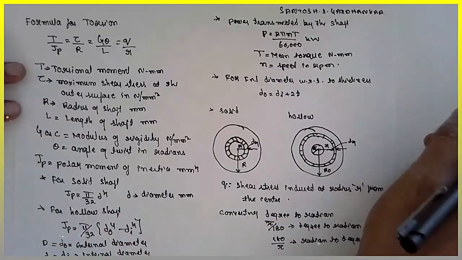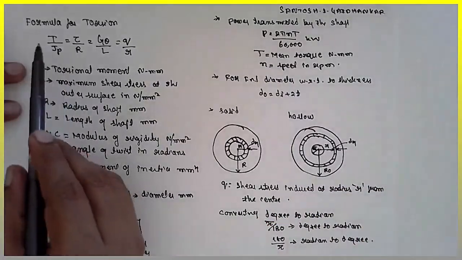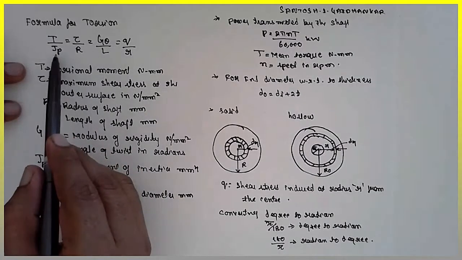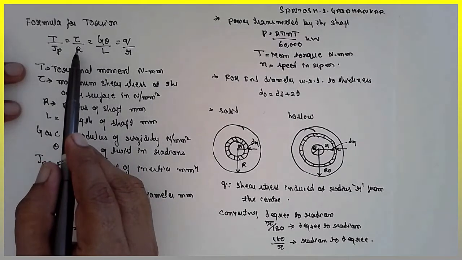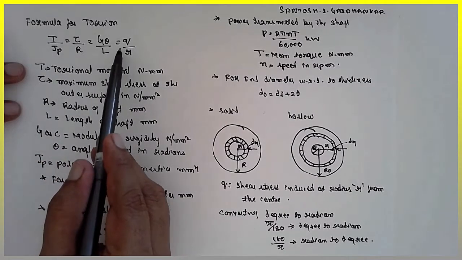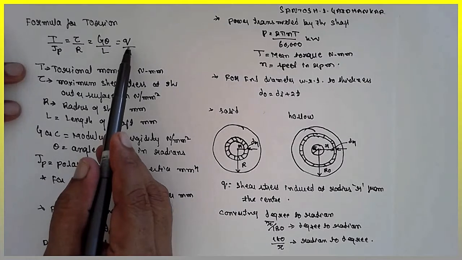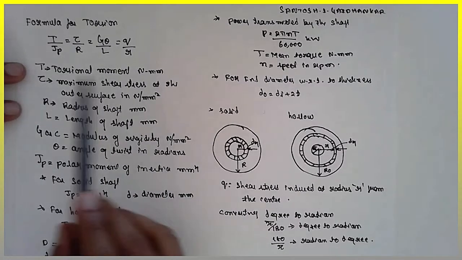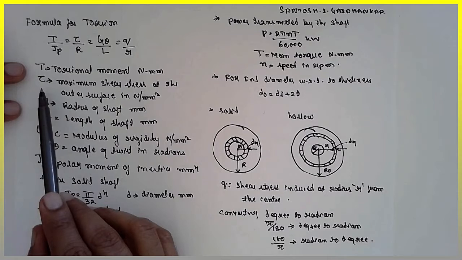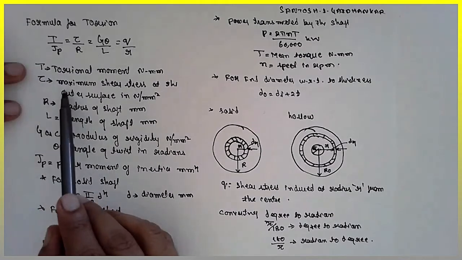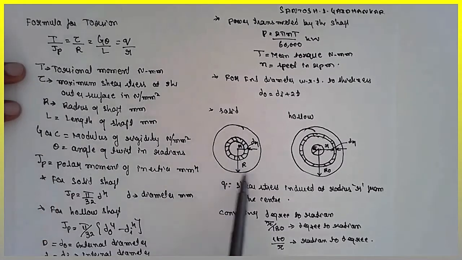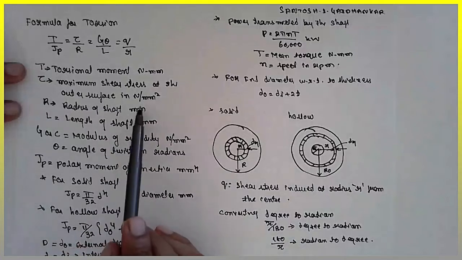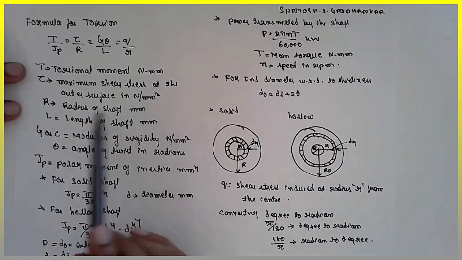Today I am teaching you mechanics of materials, in that one, torsion. This is the formula for torsion: T divided by Jp is equal to tau by R, is equal to G theta by L, is equal to Q by R, where T is the torque in Newton mm, and tau is the maximum shear stress at the outer fiber, which has to be expressed in terms of Newton per mm square.